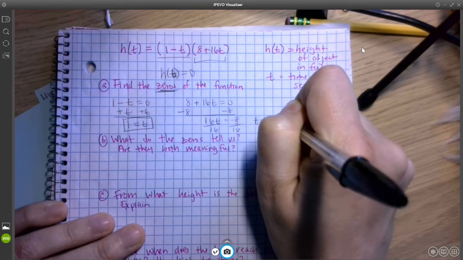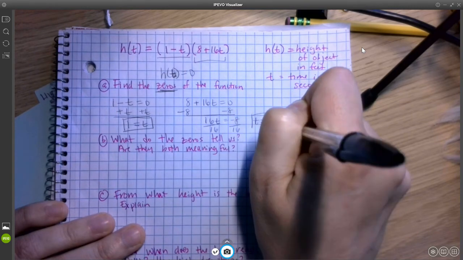Y'all, this COVID medicine is making me more crazy than normal.